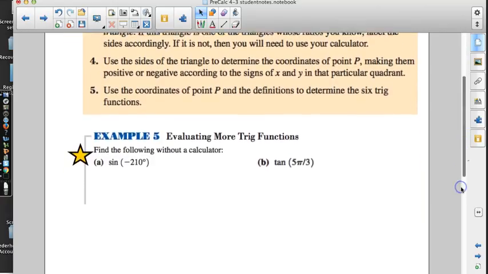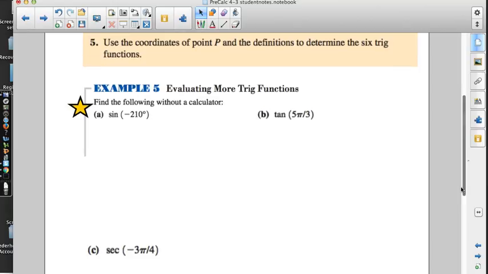So down here, it says evaluating more trig functions. Now, again, we're going to do these without the use of a calculator. So, 4, 3, 2, 1, 0. How do you feel? Do you think with your partner you could rip these out, or should we do some of these together yet? We're going to do some together yet. There's a couple numbers out there that make me feel like somebody's not quite comfortable with this yet.